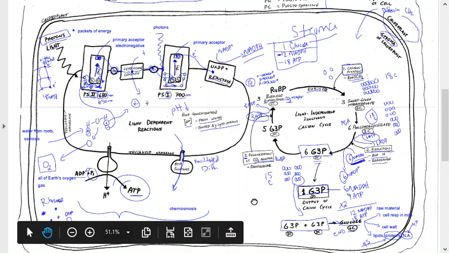So technically, the product of photosynthesis isn't glucose. Technically, the product is G3P. And then afterwards, you just put 2 G3Ps together to make glucose. But that's the big picture. I hope this helped, and I'll see you guys in class.